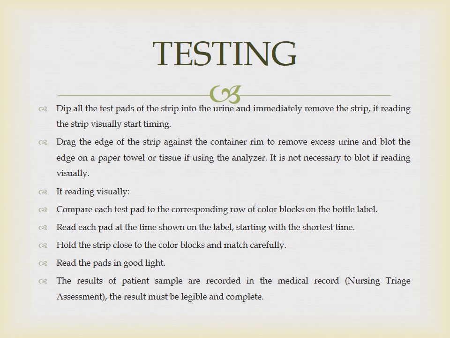If reading visually, compare each test pad to the corresponding row of color blocks on the bottle label. Read each pad at the time shown on the label, starting with the shortest time. Hold the strip close to the color blocks and match carefully. Read the pads in good light.